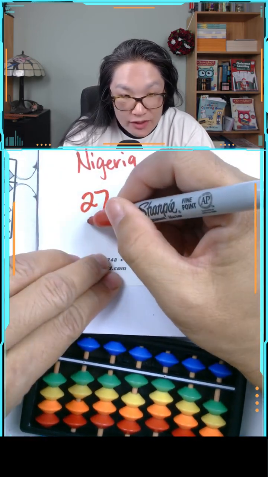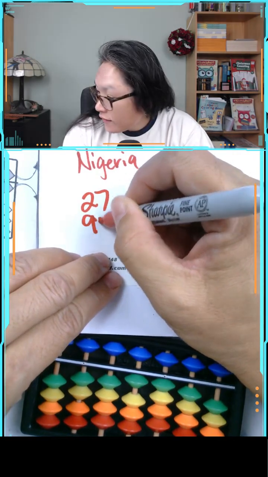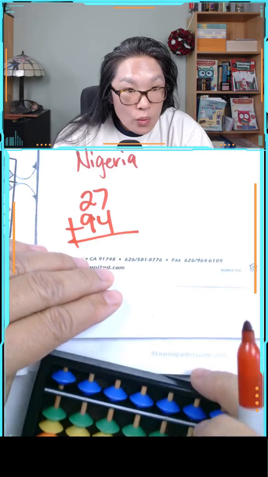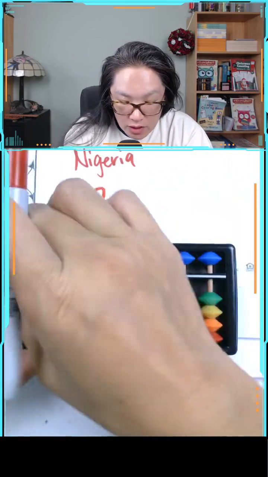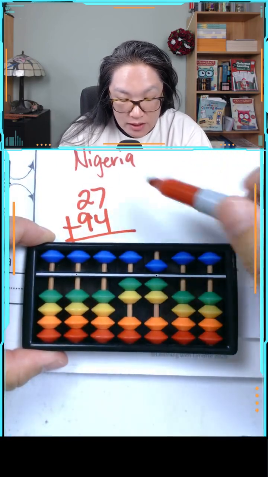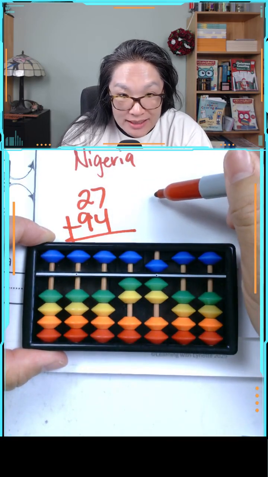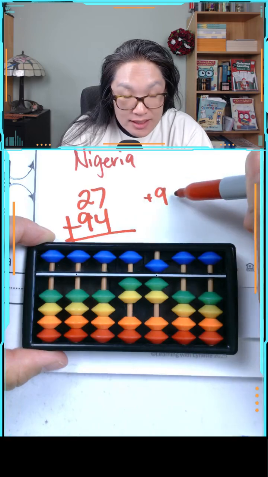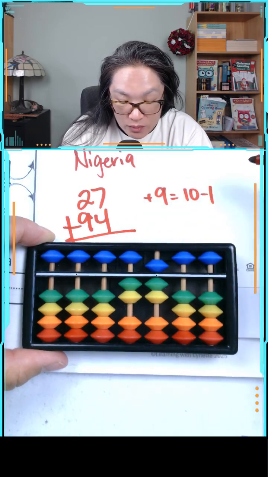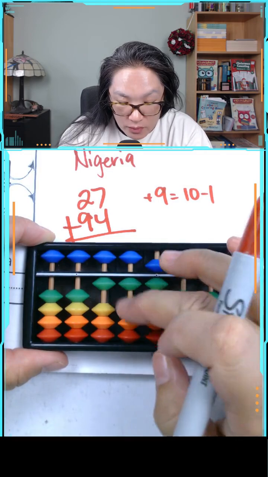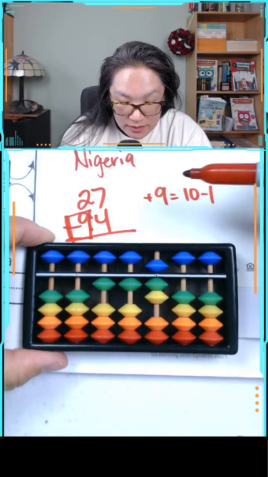So 27 plus 494, right? We're adding that. When we add that, what are we going to do? We have 27 on the abacus. We add the 9. We know how to add the 9. Adding the 9 is equal to plus the 10 minus the 1. So you plus the 10 minus the 1. We made this a 10. We could do it again.